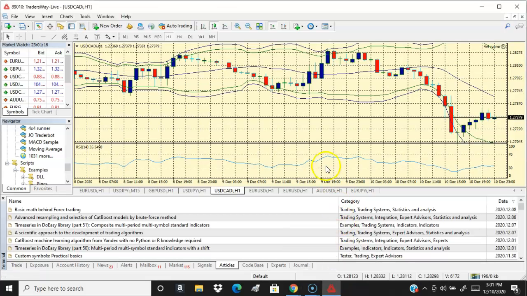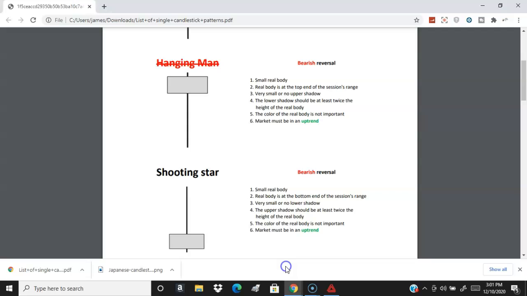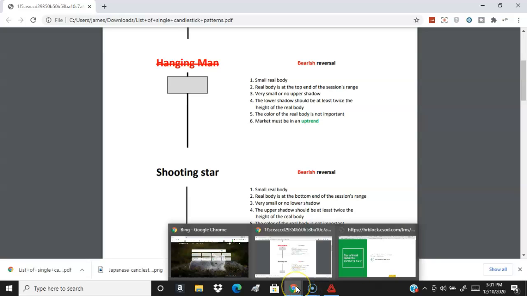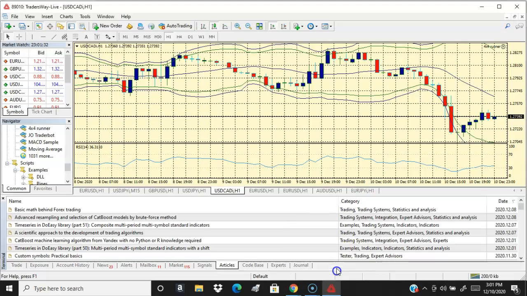Does it look like it has no shadow? Yeah, it's not a lot. It's not a lot of wick there, so no shadow. Okay. Upper shadow must be at least twice the height as the size of the body. We did see that. It does look like it's twice the height of the size, so it looks like it's double if I actually zoomed in. Actually zoom in.